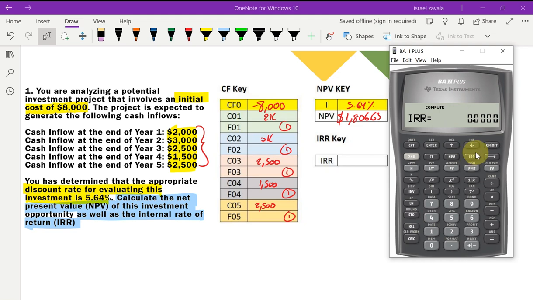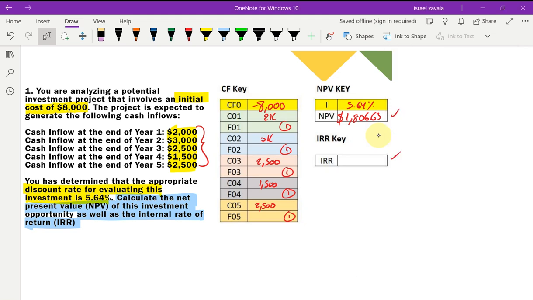There's nothing you can do here except hit compute. And we have an internal rate of return of 13.67%. That's the internal rate of return of this project. And we have a positive NPV of $1,806.63. Straightforward enough. Okay, I hope you were able to follow along with that.